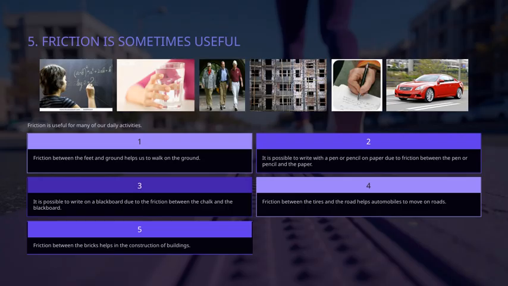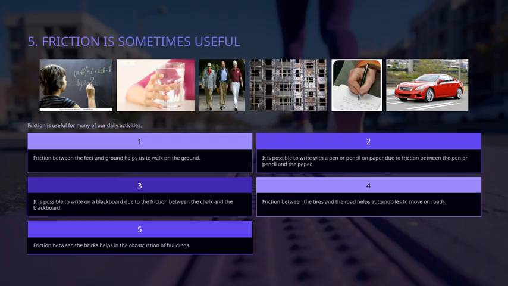Friction also plays a crucial role in construction. When bricks are laid, the friction between the bricks helps them stay in place and build strong structures. It's a key factor in ensuring stability and safety. And of course, when we write with a pen or pencil on paper, friction is what keeps the ink or lead in contact with the surface. Without that friction, our writing would be very difficult, and the marks wouldn't stay on the paper.